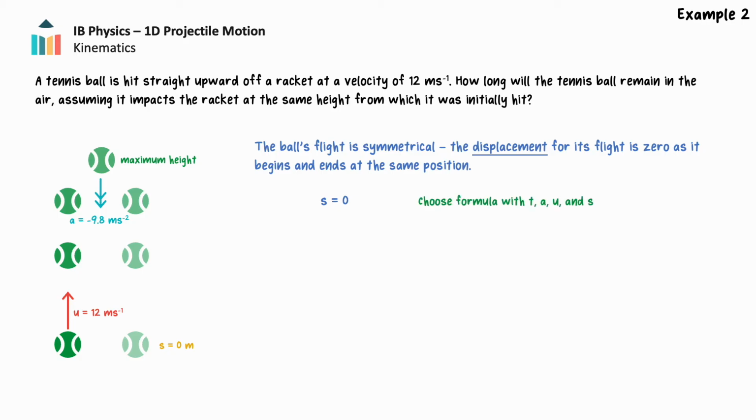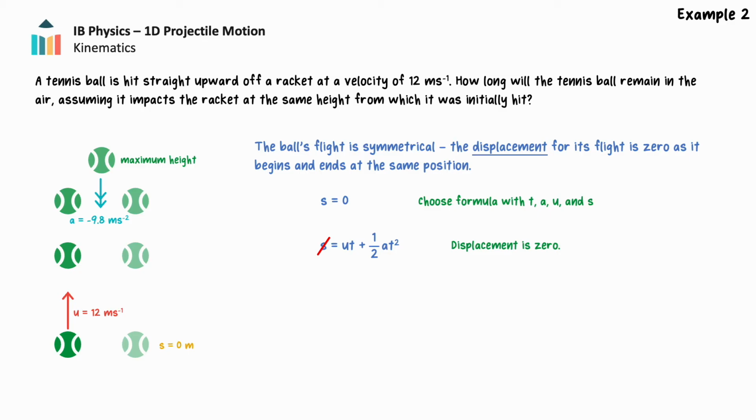Since we are solving for time, we need to select a formula that contains time, acceleration, initial velocity, and displacement. This formula is s equals ut plus 1/2 at squared. It would appear that to solve for time, we would need to employ the quadratic formula. However, because the displacement is 0, we can simplify this formula instead.